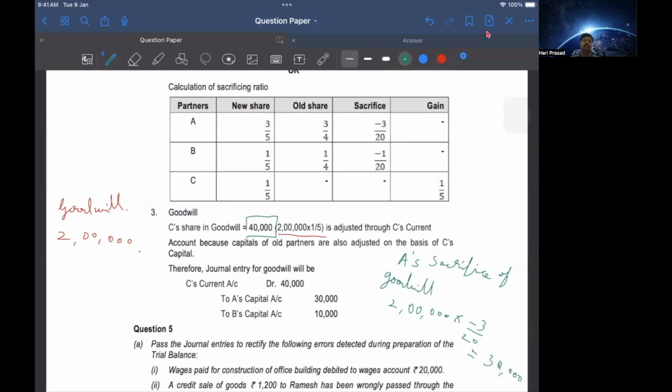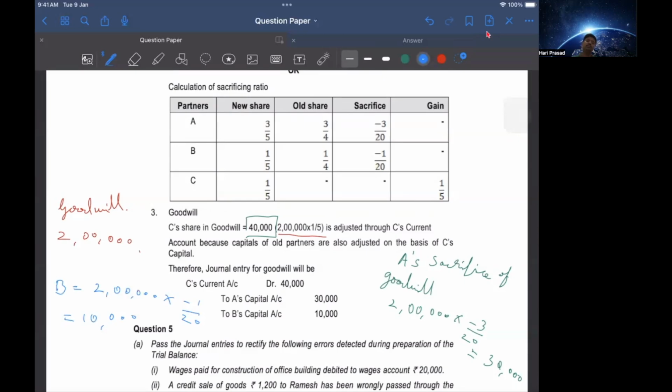That is, A is sacrificing 30,000 of goodwill to C. And what is B's sacrifice? B's sacrifice is total goodwill into sacrificing ratio, minus 1 by 20, which is 10,000. Again, B is sacrificing 10,000 of goodwill to C.